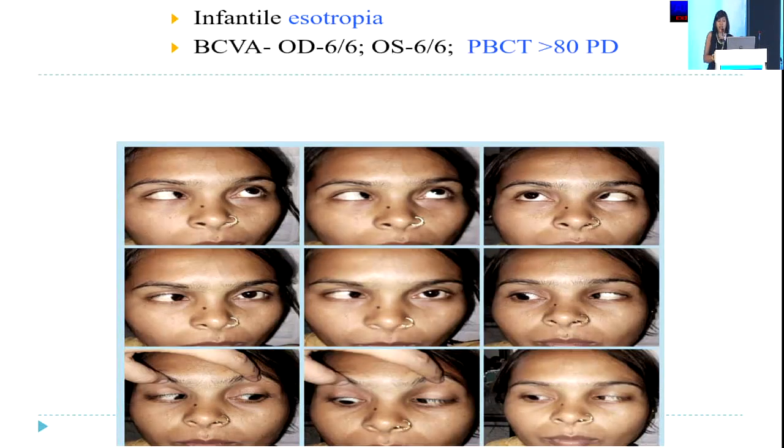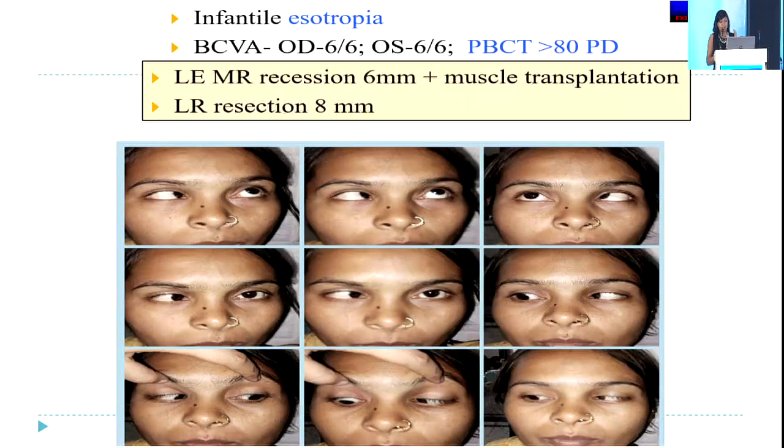So I have been doing muscle transplantations in large angle ESOs and exos and have achieved pretty gratifying results in most of them. So this is one example, a female patient, she has a large angle ESO, more than 80 PD, and we planned a recess resect procedure. So we did a LR resection, which is 8 mm. So we have to consider the contraction factor of the tissue. So the tissue contracts by around maybe 30% or 40%. So you get an effective spacer of around 5 or 6 mm. So you are adding to the recession of 6 plus 6. So approximately a 12 mm recession is what you are able to achieve.